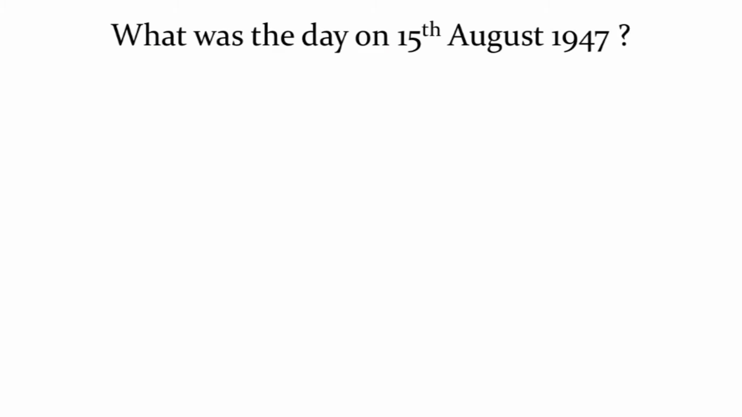What was the day on 15th August 1947? Given date is 15th August 1947. Already told you there are 5 parts in a date. One is day, month, number of centuries completed, number of years completed, number of leap years completed. It is 15th August, 15th day of the month, plus August month code.